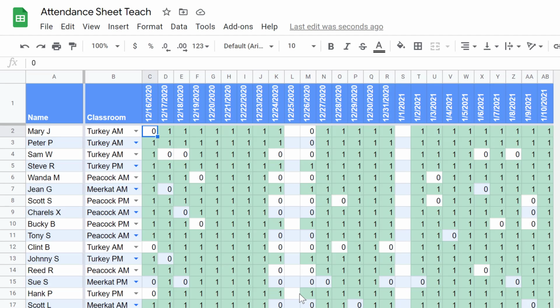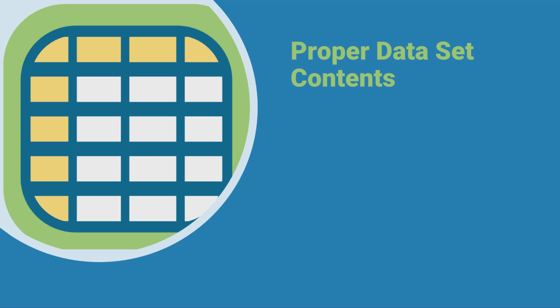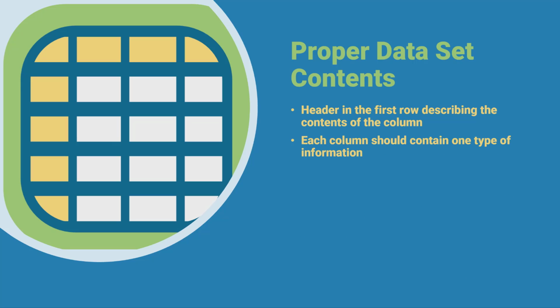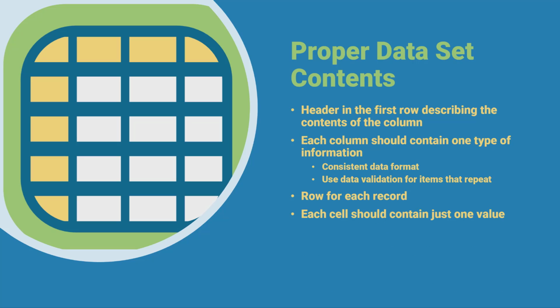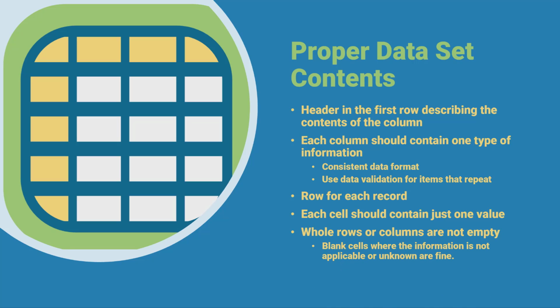To make a pivot table work, we're going to need to unpivot or flatten the data. When setting up a proper data set, we're looking for a header in the first row describing the contents of the column. Each column should contain one type of information. It should have a consistent data format, and when possible, use data validation for items that repeat. Each row will be its own record. Each cell should contain just one value. Whole rows or columns are not empty. Of course, blank cells where the information is not known or applicable are fine.